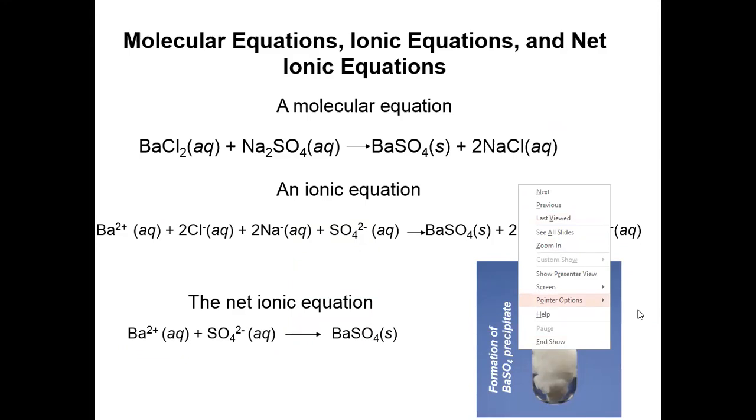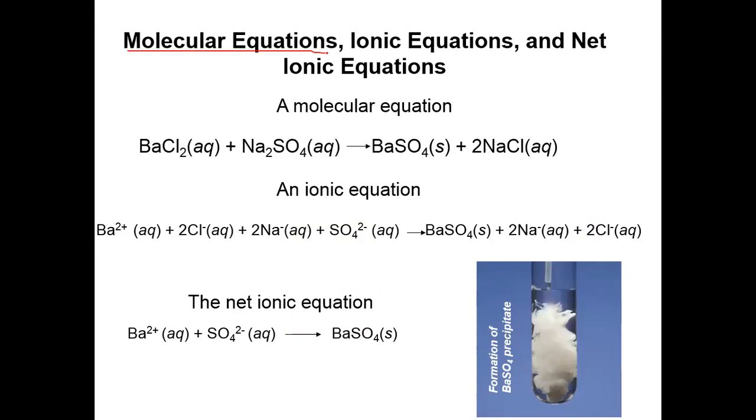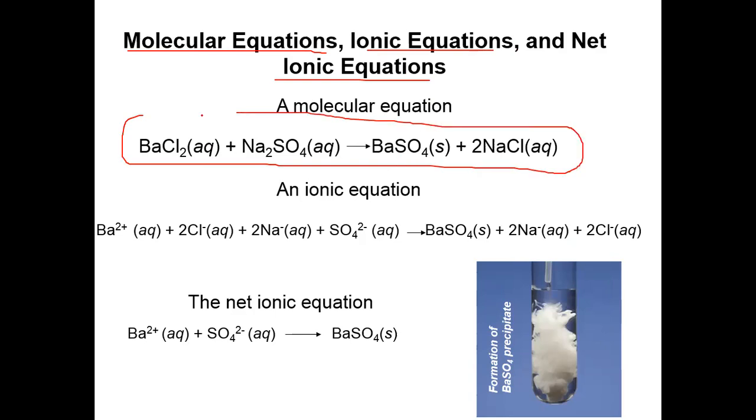One more thing I want you to pay attention to. I want you to look at these molecular equations, ionic equations, and net ionic equations. So this is the molecular equation over here. At the beginning we take barium chloride, which is aqueous, which means it's soluble, so it's dissolved. We also add the dissolved form of sodium sulfate. Basically, this is a solution.